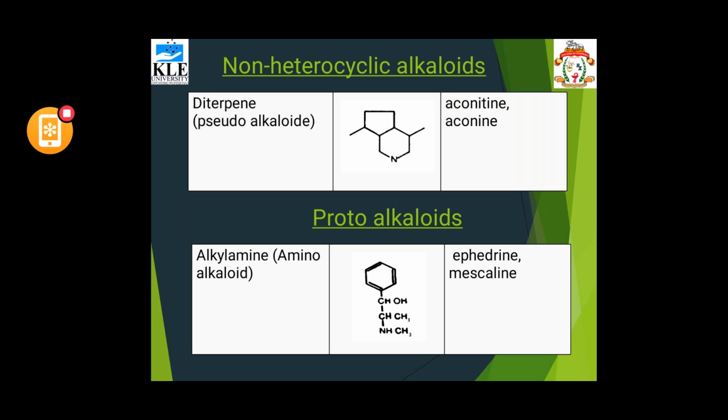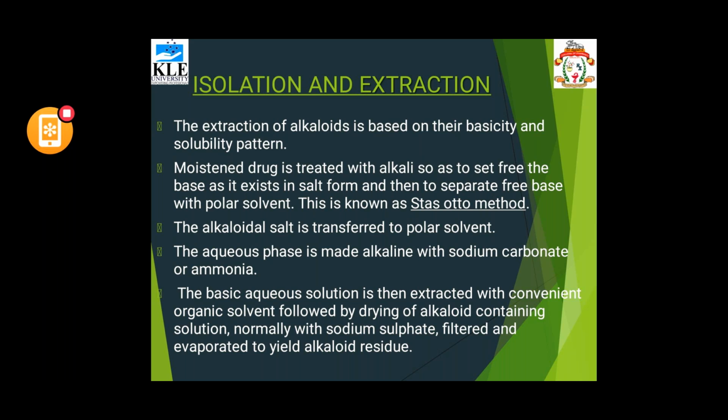Now let us study the isolation and extraction of alkaloids. The extraction of alkaloids is based on their basicity and solubility pattern. We'll study two methods of isolation and extraction. The first one: the crude drug actually exists in the salt form, so we treat it with alkali so that the base is free. Then the free base is separated with a polar solvent. This is known as the Stas-Otto method.